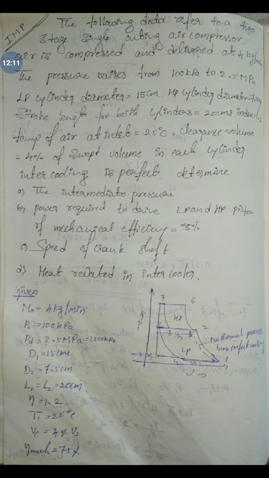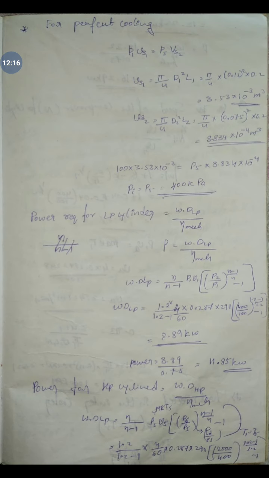So from this, for perfect intercooling, similar to the previous problem, for same clearance volume and for perfect intercooling, P1 V1 is also equivalent to P5 V5. V1 is nothing but Vs1 plus Vc, and V5 is nothing but Vs2 plus Vc. So Vc gets cancelled. So you will get P1 Vs1 is equal to P5 Vs2. So Vs1 is nothing but the swept volume of the LP cylinder.